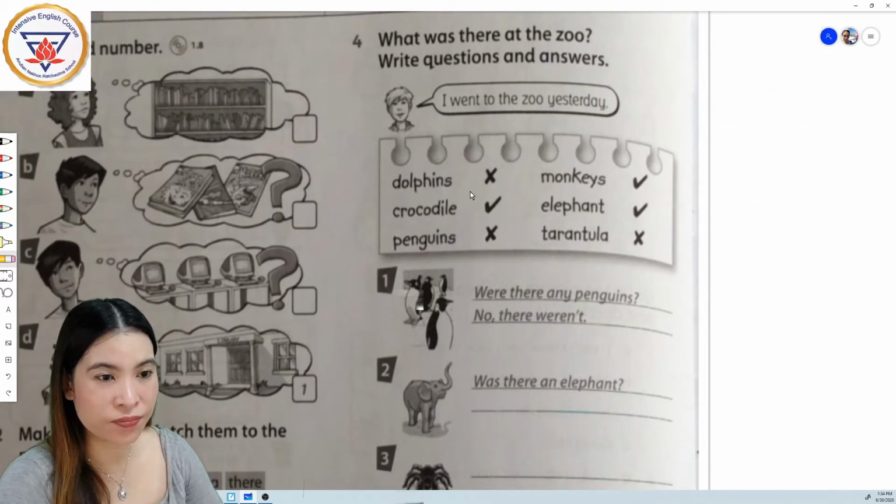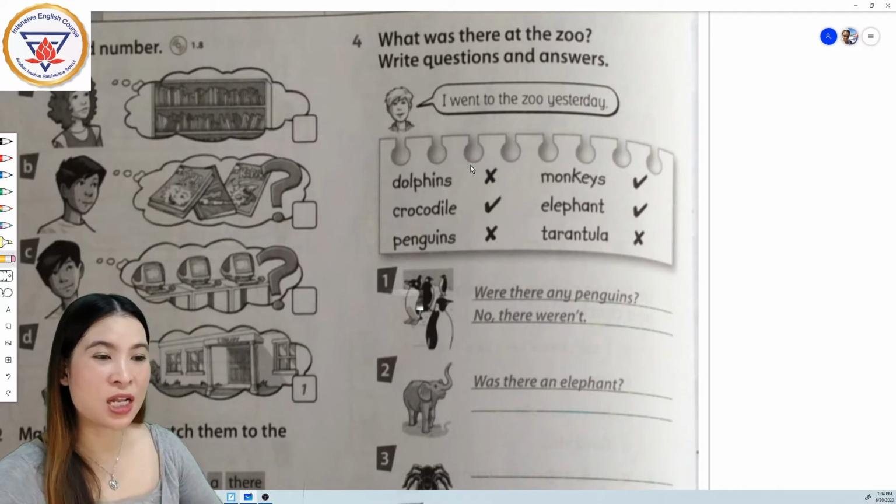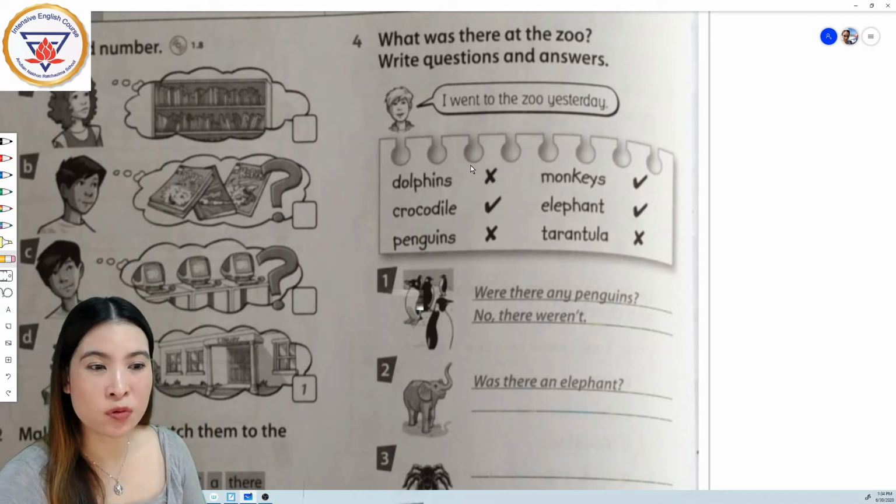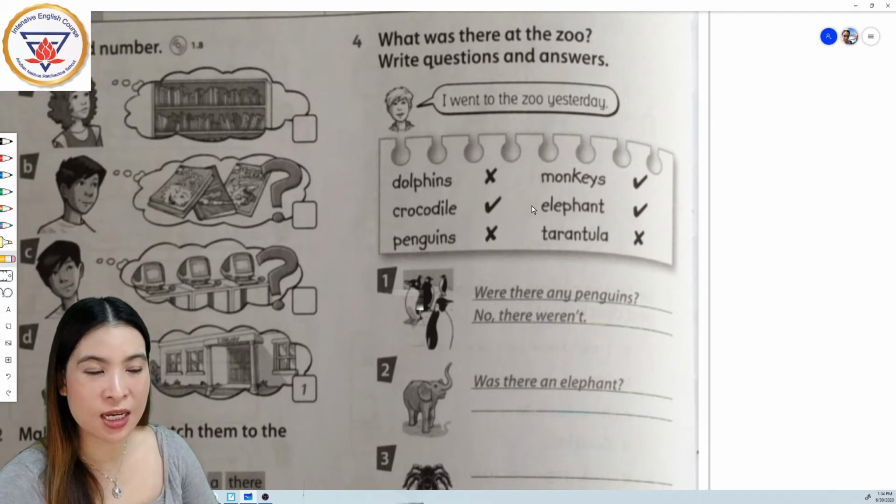The lists say dolphins, crocodile, penguins, monkeys, elephant, tarantula. So there are lists of animals, and then you can see the cross and the tick near the name of the animals.